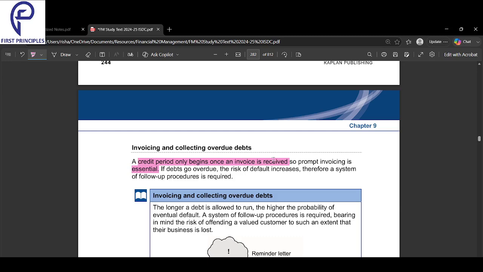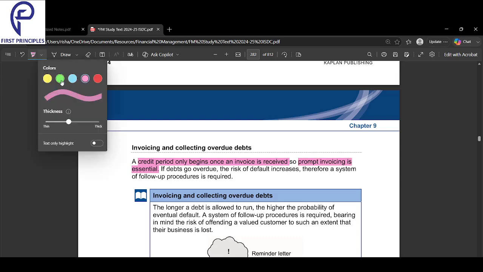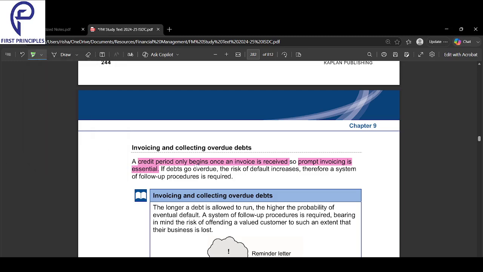So promptly you should invoice. If the debts go overdue, then the risk of default increases. Therefore, a system of follow-up is required.